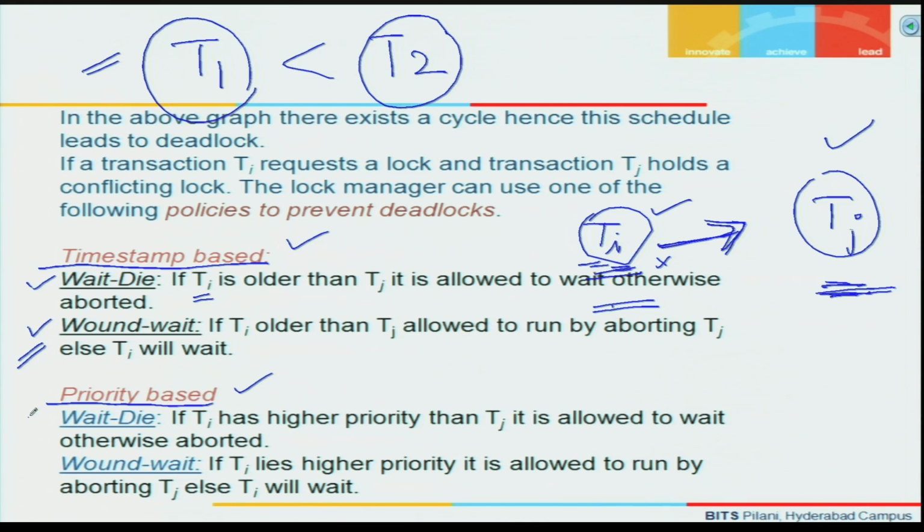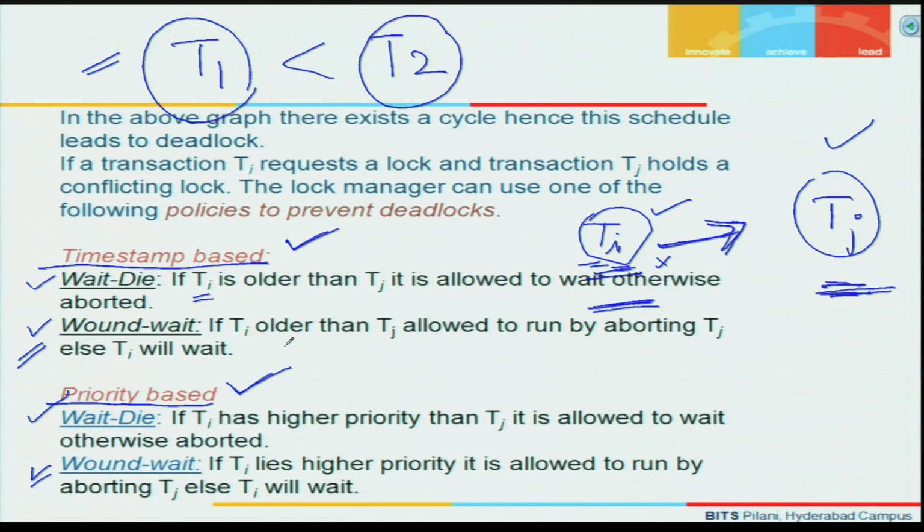This is called the wait and die policy. And the other one is wound and wait. If Ti has high priority, it is allowed to run by aborting Tj. If it is not the case, Ti is allowed to wait. This is called the wound and wait policy. The mechanism is the same, but in the first approach it is based on timestamps, whereas in the second approach it is based on the priority associated with the transactions.